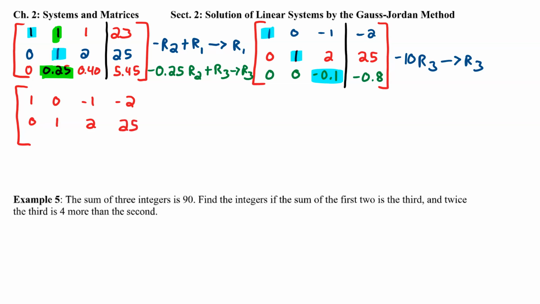This bottom row, the first two entries will be zeros. And then we're going to multiply by negative 10. So multiplying by negative 10 is going to take that decimal and just move it to the right one position. So that will turn this into a positive 1. And then when we do negative 0.8 times negative 10, that's going to be a positive 8.